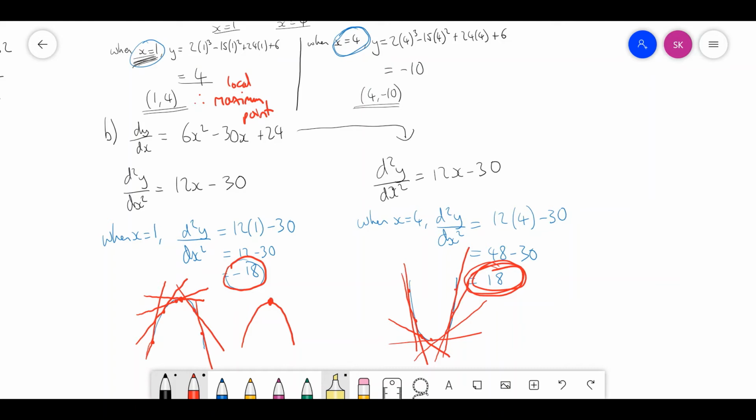We don't need to worry about the actual values, negative 18 and positive 18. What matters is whether or not they're positive or negative. Because it's positive, we know we're dealing with a curve like this, and so therefore this point here must be a local minimum point. And this bit here, the red, that is answering part B.